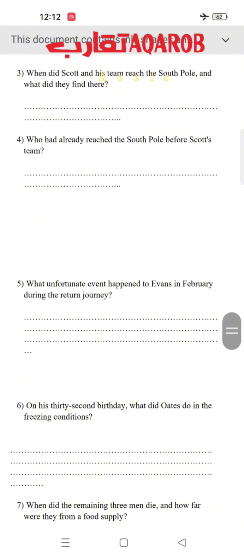Number 3. When did Scott and his team reach the South Pole, and what did they find there? The answer is they reached the South Pole on 17th of January 1912, only to find a small tent with a Norwegian flag.